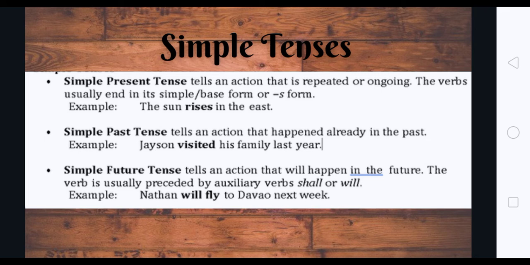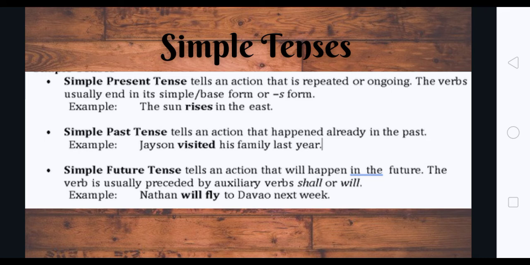Example, the sun rises in the east. We just add S. The simple past tense tells an action that happened already in the past. Example, Jason visited his family last year. We add ED at the base form of the verb. It happened, or he visited, last year.